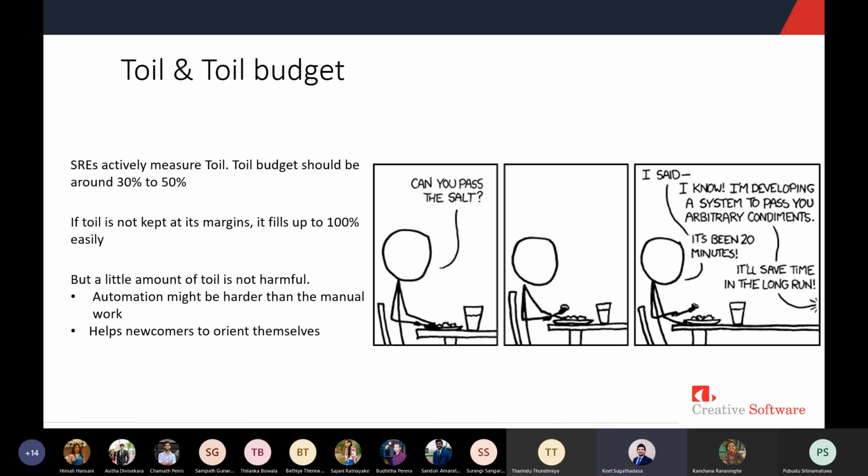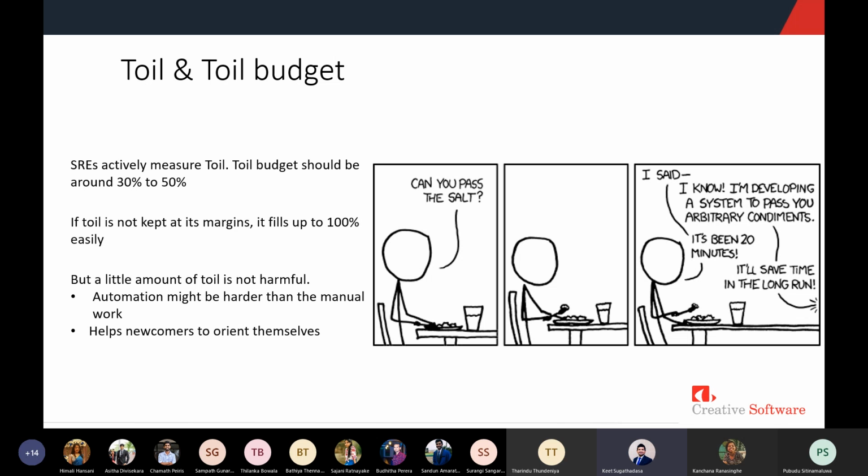And as it says here in the last paragraph, a little bit of toil is not actually harmful. Having toil is useful, because if you automate everything, sometimes you might not even have anything to do. You might just have to come and watch the dashboards and see everything up and running. You will just drink a cup of coffee and go home. Then you will start getting bored and all those things will come in when you're working. So it's always important that sometimes you have to identify that as well.